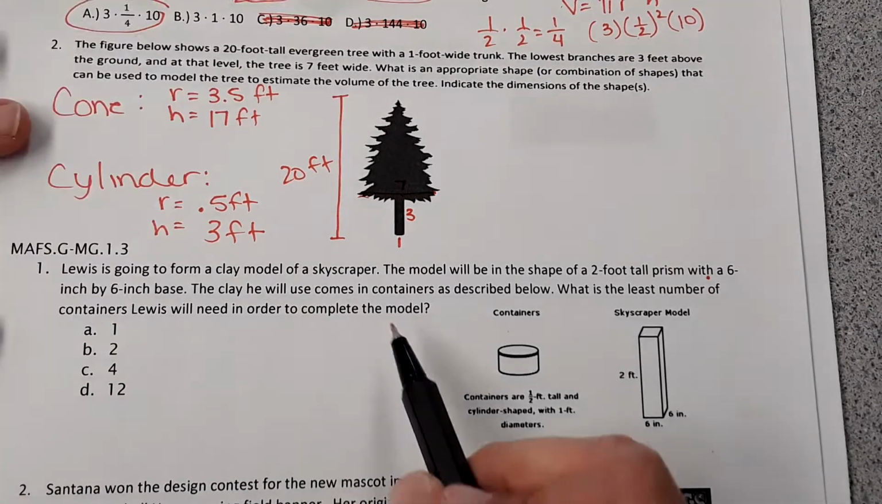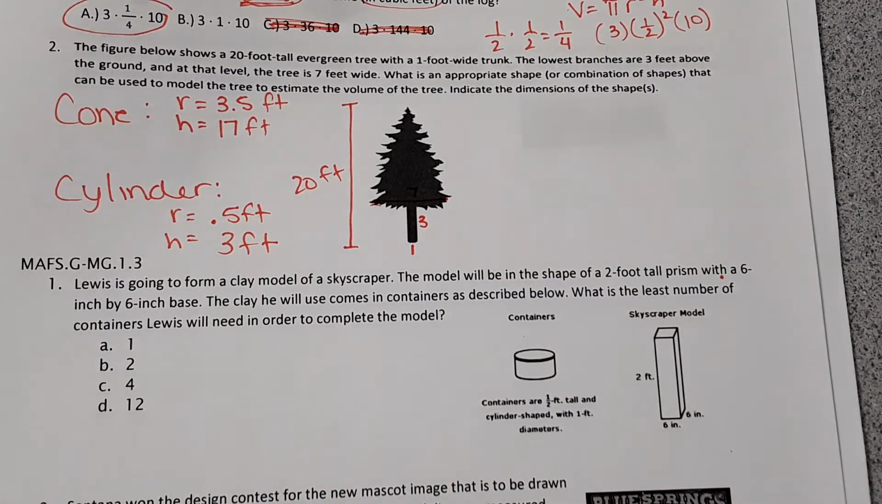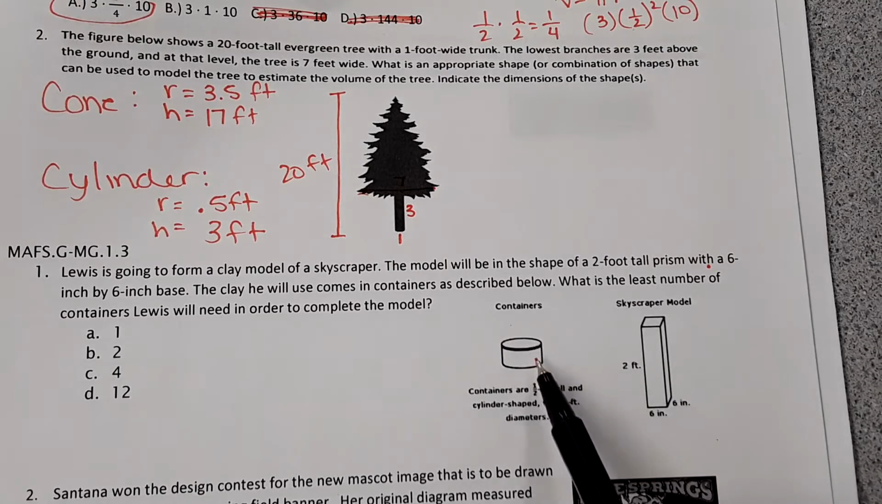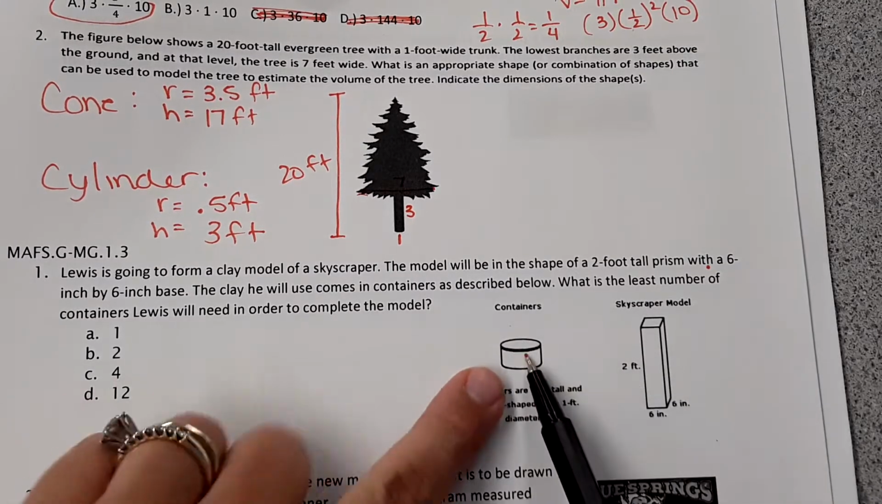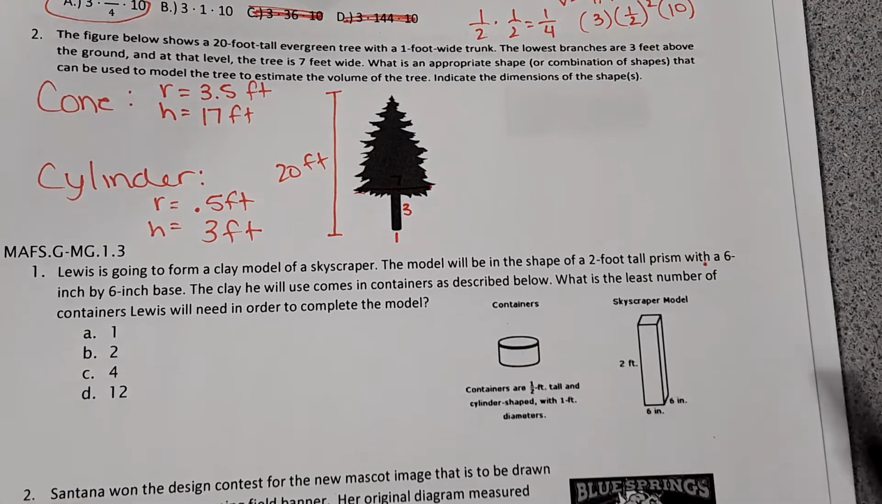The clay he will use comes in containers shown below. What is the least number of containers Lewis will need in order to complete the model? So this is a model he wants to build. This is the size of the container that the clay comes in. He wants to know how many of these he has to buy to make this model. So you have to find the volume of each and then figure out how many of these you have to buy to fill the volume of this.